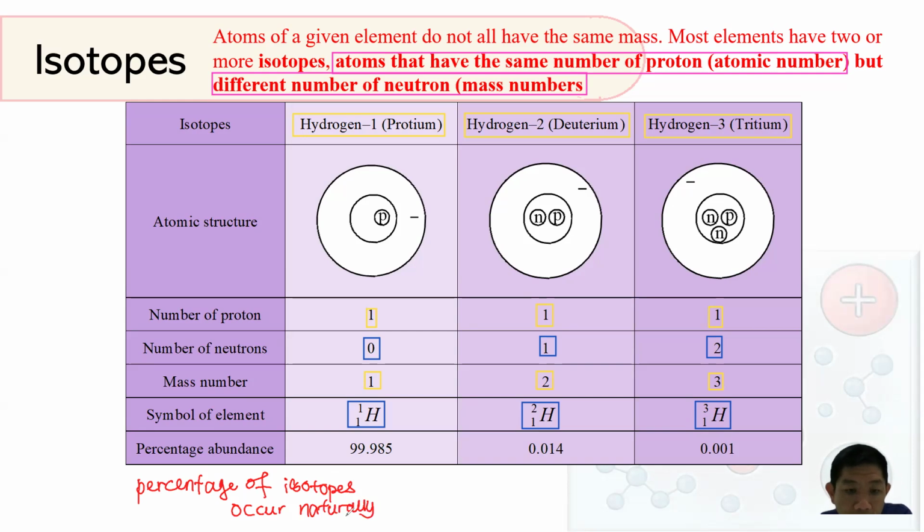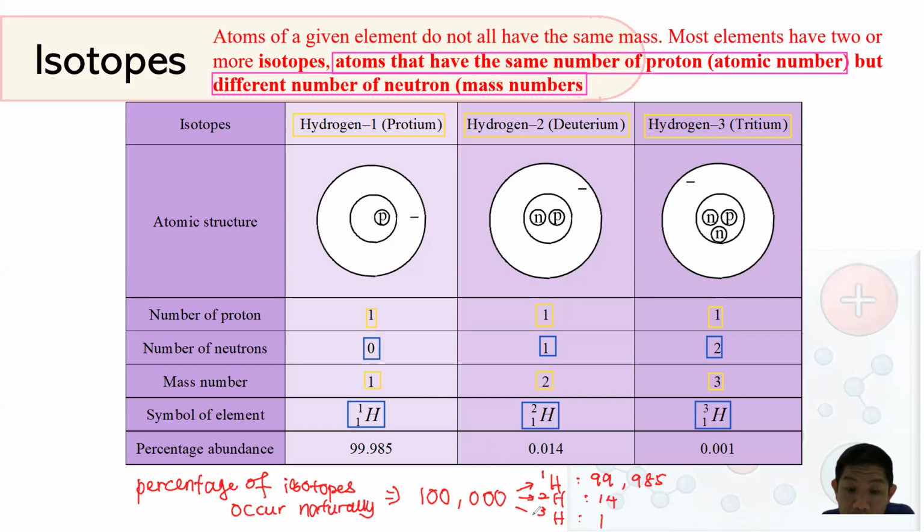Okay, so what does 99.985 for hydrogen 1 stand for? Now, let's say we have 100,000 particles here. Hydrogen 1 will occupy almost 99,985. Hydrogen 2 will occupy probably about 14, and hydrogen 3 will occupy probably 1. Right, so that is what percentage of abundance means here.